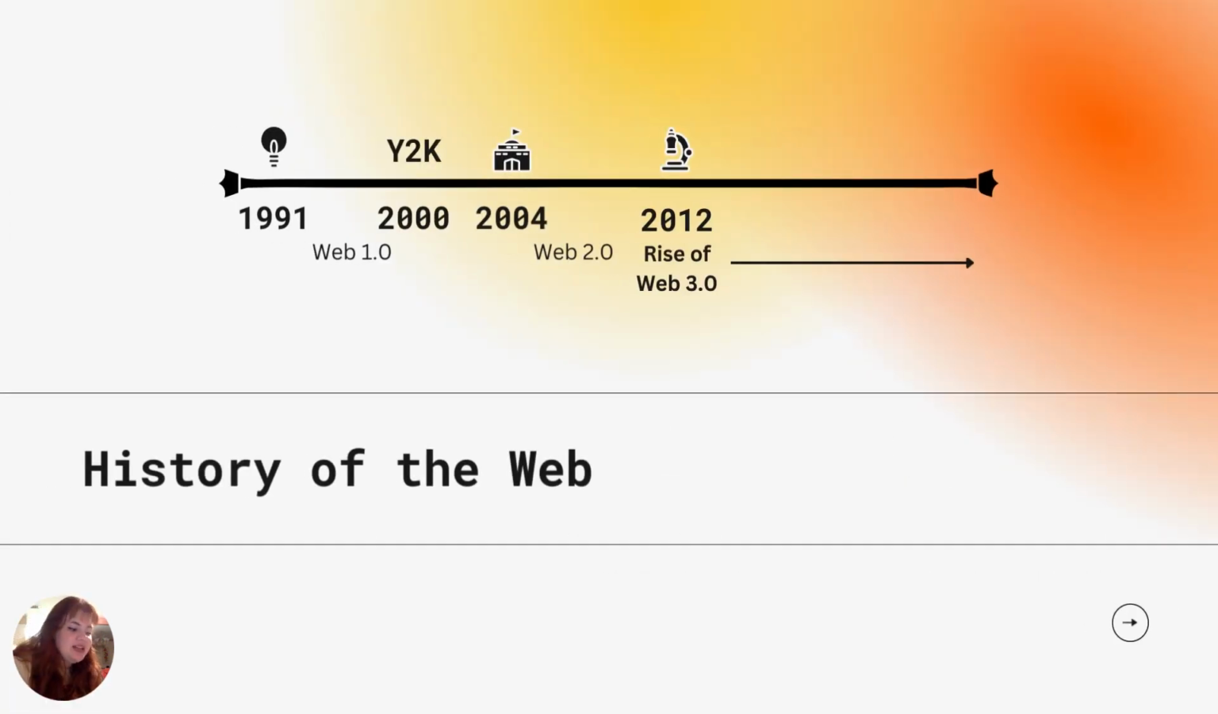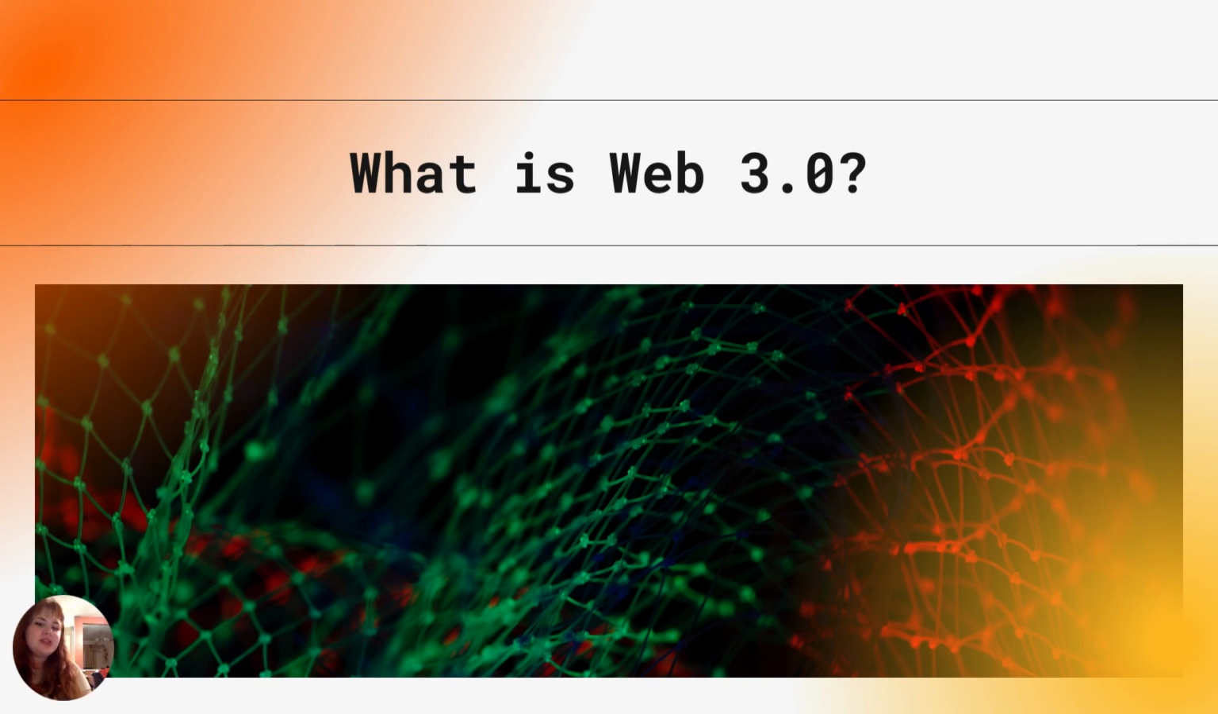So then we get to Web 3.0. And the term Web 3.0 was coined in 2006, but for the purposes of this, we'll say that it firmly emerges around 2012, which is when we start to see whistleblowers at the big tech companies raising ethical concerns over the way that they're using data.